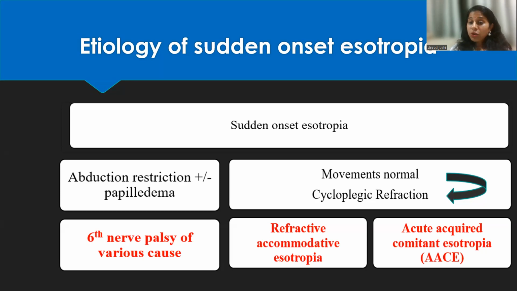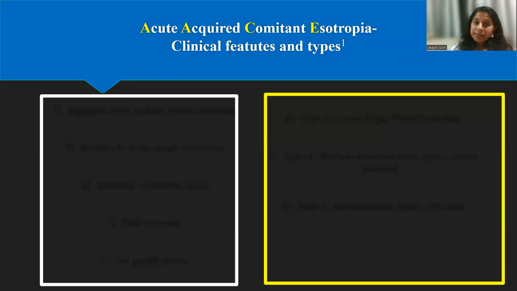Well, if the movements are normal and nil significant hypermetropia, then consider it as an acute acquired comitant esotropia, AACE, which is a new topic for most of the postgraduates. So what exactly is this AACE?